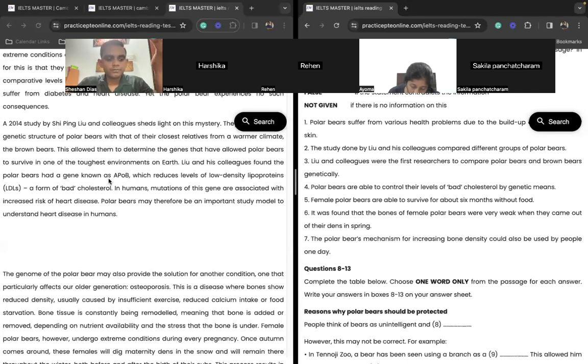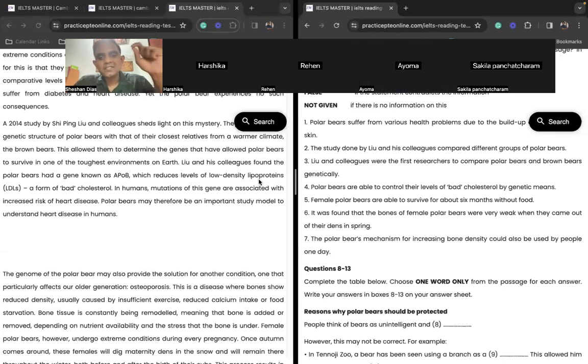Okay, we have difficult words. For example, let's take this one: bad cholesterol, or APOB, a gene known as APOB, low density lipoproteins. We don't necessarily have to know the meanings of these words. Some of these scientific terms, even I don't know the meanings. But we don't need to know the meanings of every word to find the correct answer, right?